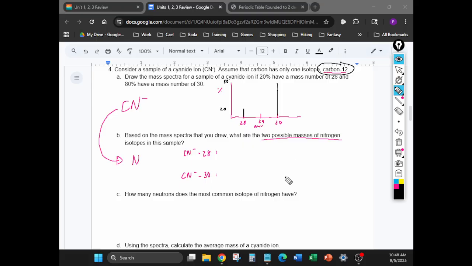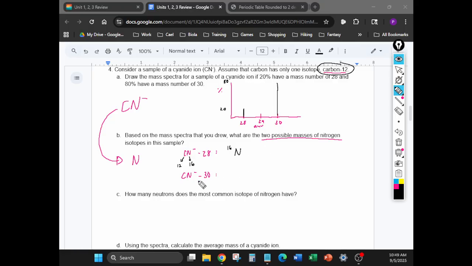Let me give you guys about a minute to see if, based on that information, you can calculate the masses of nitrogen. All right, guys, let's go over this. Let's start with cyanide 28. We said that carbon has to be carbon 12, right? So the 28 is a sum of the carbon and the nitrogen. You just do 28 minus 12, so it would be 16. The nitrogen here has to be nitrogen 16. Super simple, it's just subtraction.